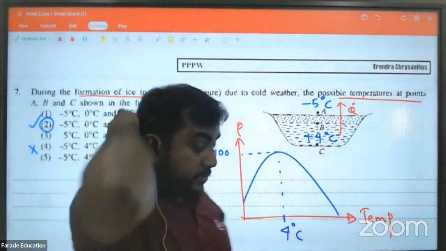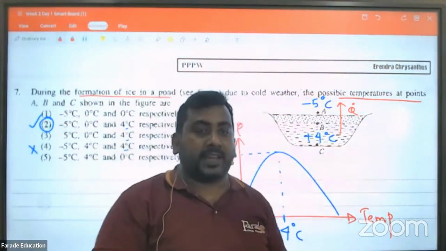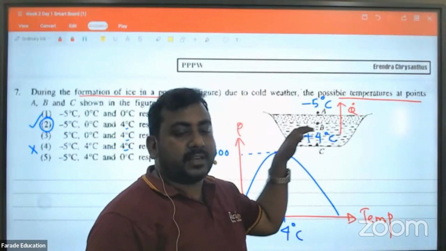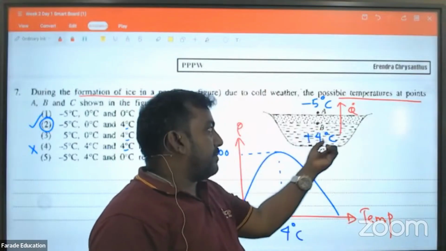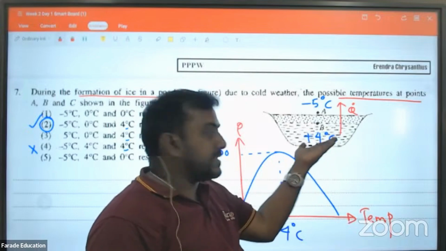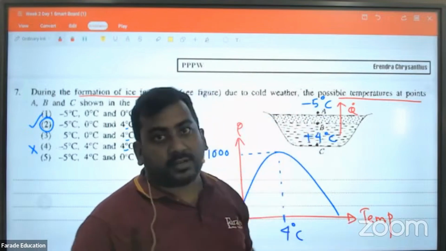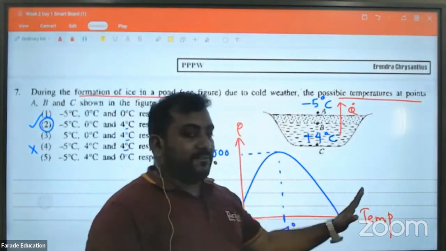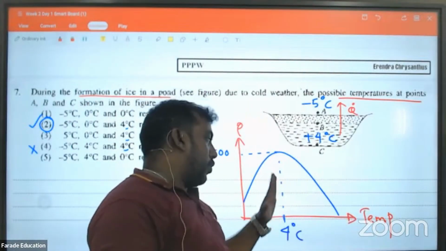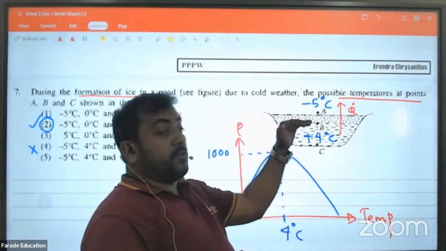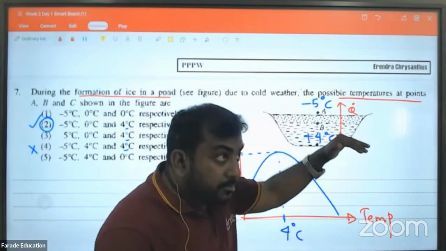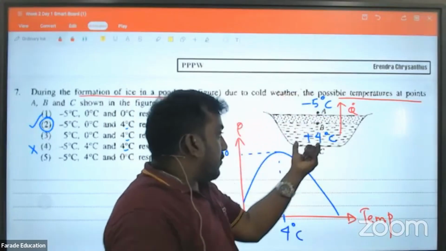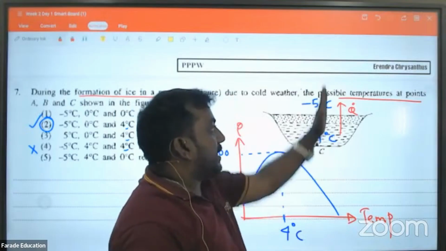Now, for this to actually take place, there should be warm water currents coming in. Warm water currents will keep on supplying water at 4 degrees Celsius, so heat keeps on going out. Is it clear? Remember, this is connected to the anomalous behavior of water. When the temperature keeps on reducing to 4 degrees Celsius, the density of water is maximum. Maximum density molecules go to the bottom. Top freezes.